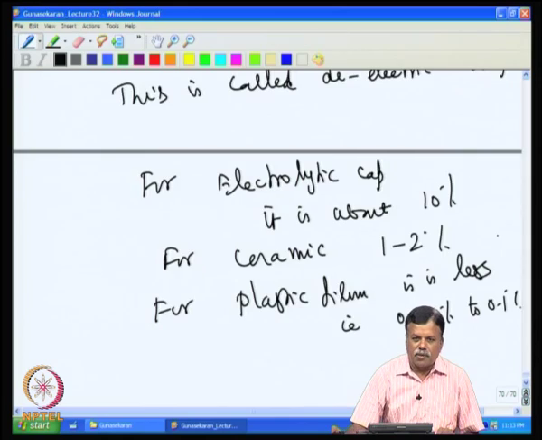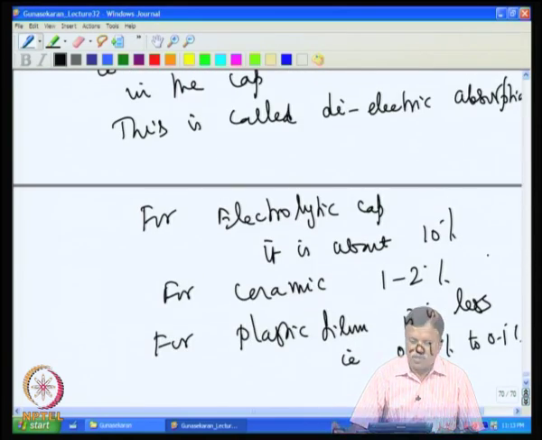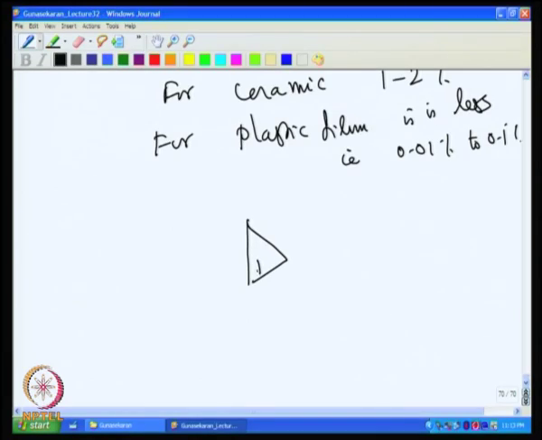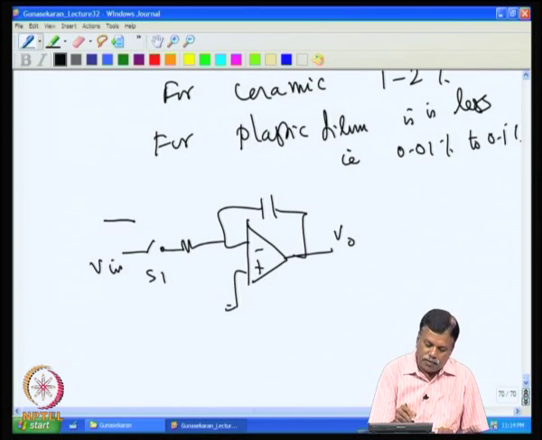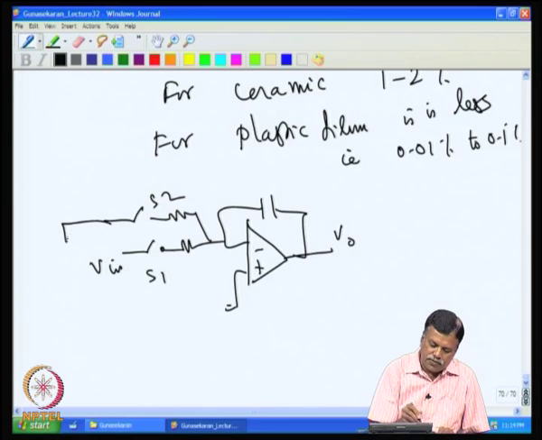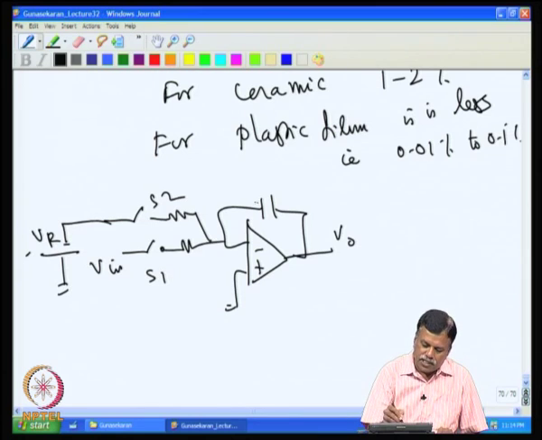So, what is the problem with this dielectric absorption in the case of our dual slope ADC converter? In the dual slope ADC converter, we first charge the capacitor with V input, and the capacitor is charged to a minus voltage. Now, we make S1 off and then S2 on, and minus V reference is given. Now, the capacitor discharges through this.